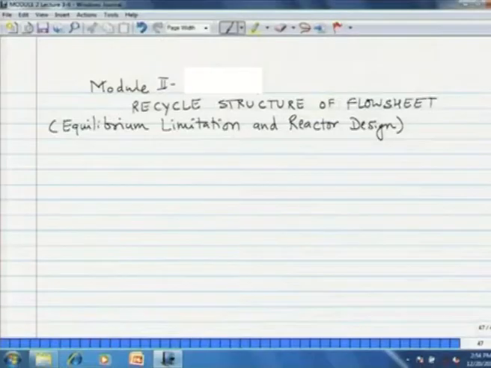In this lecture, we shall deal with the two additional topics of recycle structure of the flow sheet. First is the equilibrium limitation or equilibrium reactions, and second is the reactor design, as whether we have to use a plug flow reactor or continuous stirred tank reactor, and how we go for addition of different reactants so as to increase the selectivity and yield of the desired product. Let us start with the first thing, equilibrium limitation.